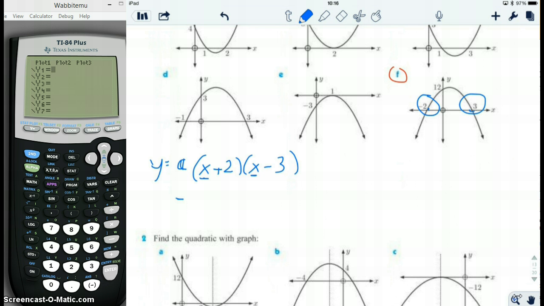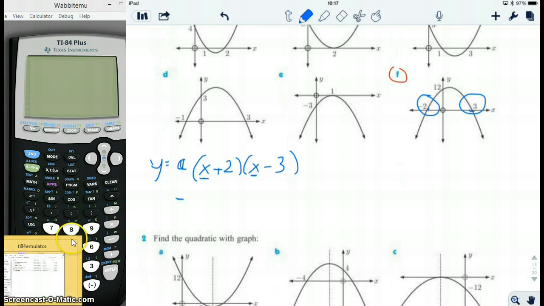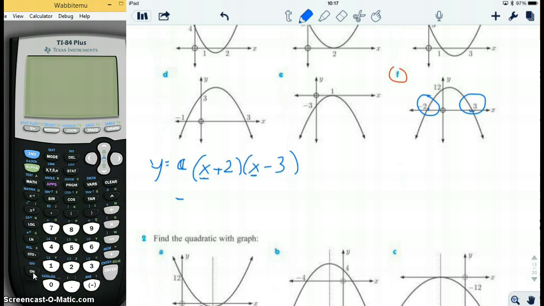There's a couple ways you can do this. One of the ways you could do it is you could just put this into your GDC, and then you could guess numbers for a until you end up getting the characteristic of this parabola, which is that it's going through 12 on the y-axis. Another way you could do it is you could use algebra. So the 12 y-intercept here, that point is equivalent to 0, 12.